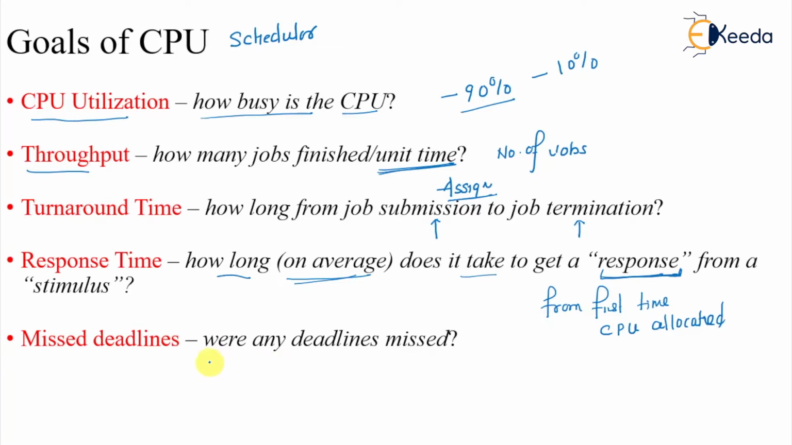Missed deadline, where if we are restricted that this process should run within a deadline, have we missed the deadline? Okay, so these are a few criteria and a few goals that the scheduler wants to achieve.